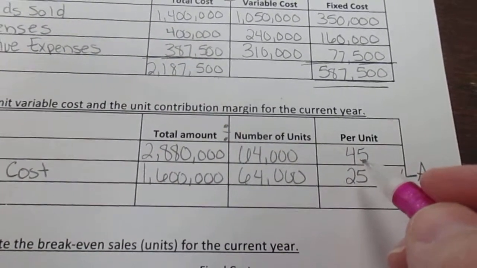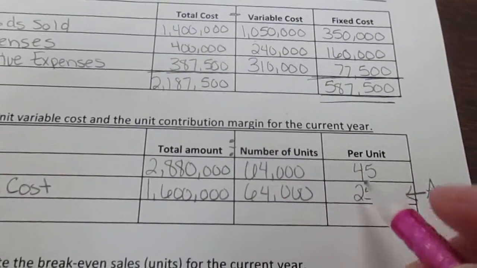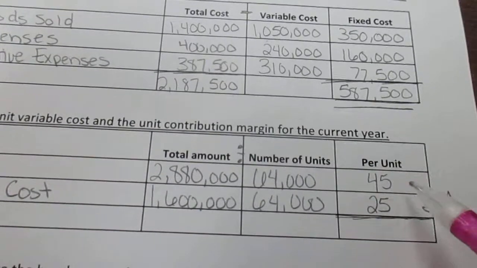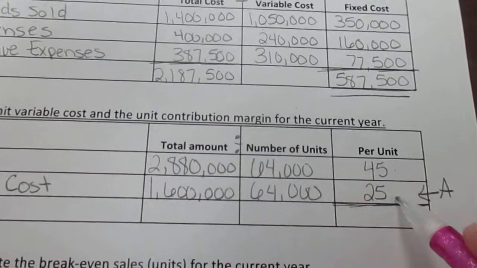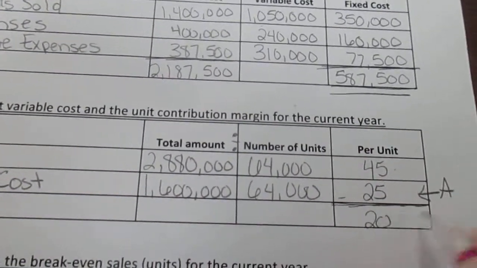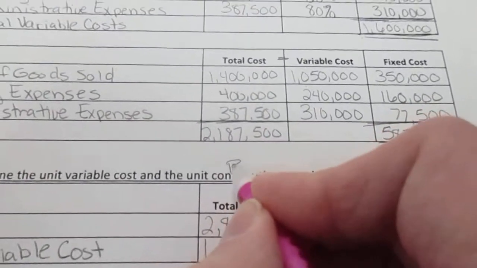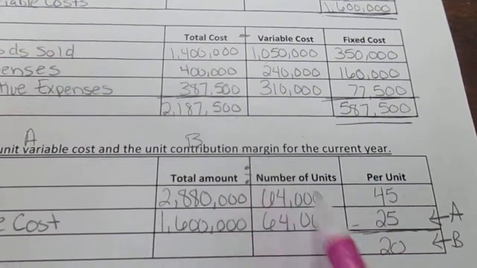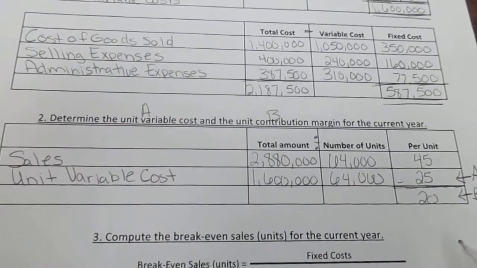Now, the question to B says unit contribution margin. We know from our textbook and from our PowerPoint that we find the unit contribution margin by taking the per unit sales minus the per unit variable cost. So if we subtract these two numbers, we get $20. And this gives us B. So if this is B and this is A, the unit contribution margin is $20. So there's step 2.